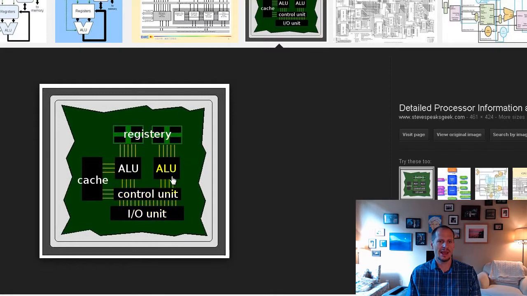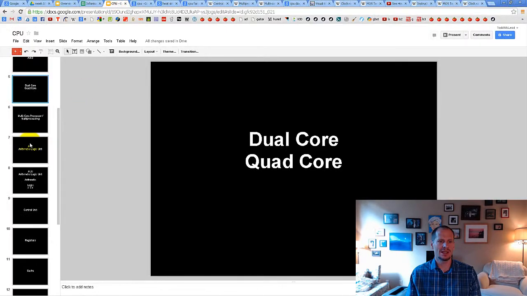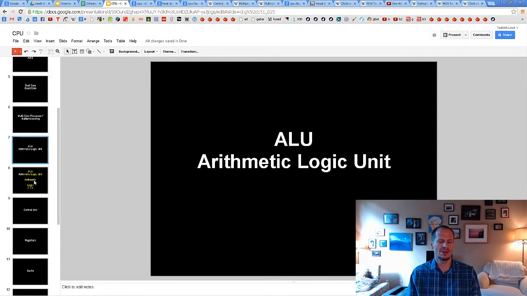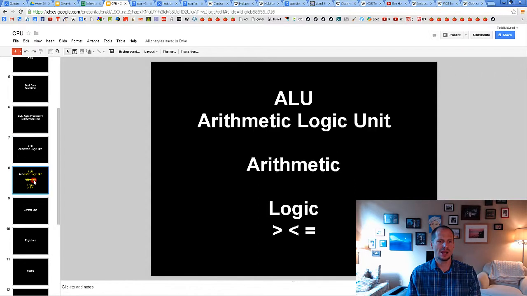And finally, we have the ALU. The ALU stands for the Arithmetic Logic Unit, and the name pretty much describes what it does. So the arithmetic logic unit does the arithmetic inside the CPU. So it does the addition, subtraction, multiplication, division, all the mathematics that the CPU does. And the logic unit does all of the comparisons. So is this greater than, less than, or equal to? So it can compare two things. And that's what the ALU does.